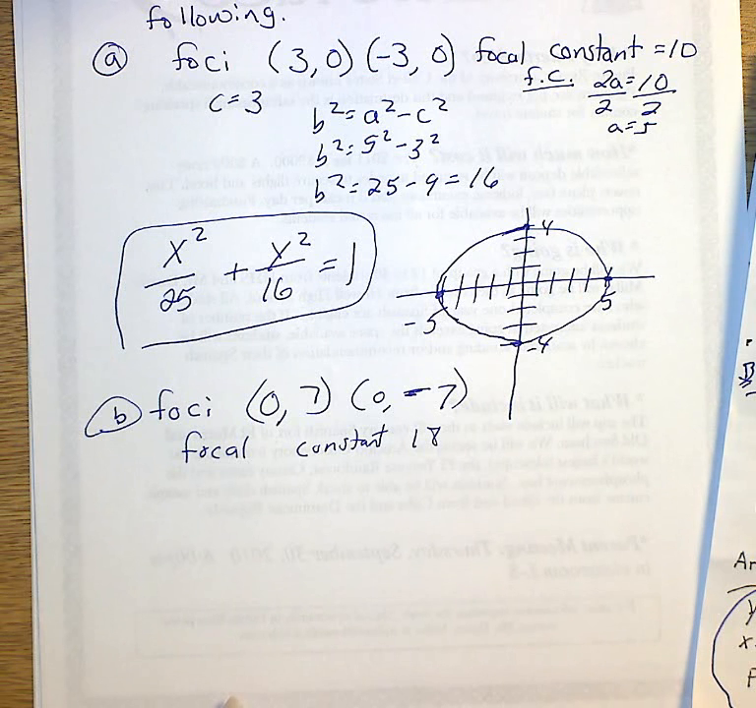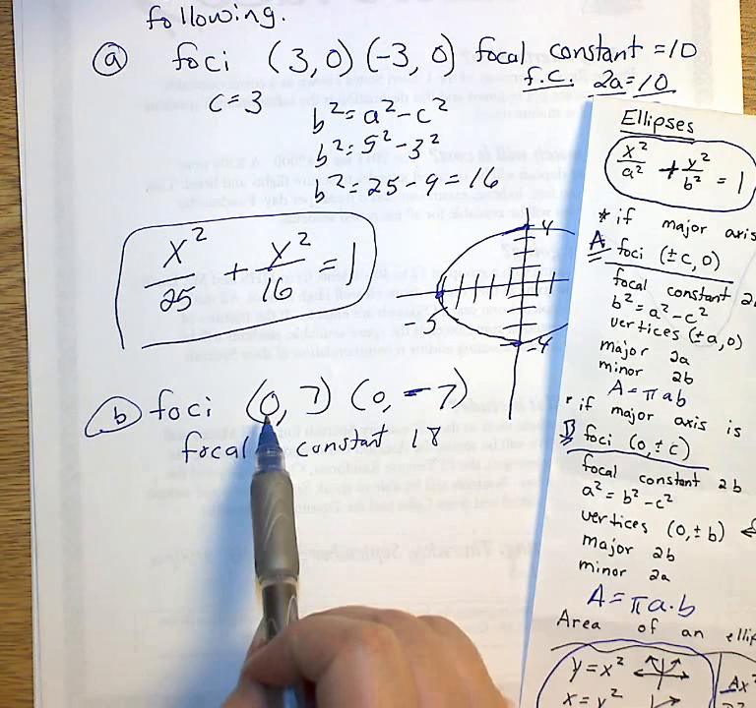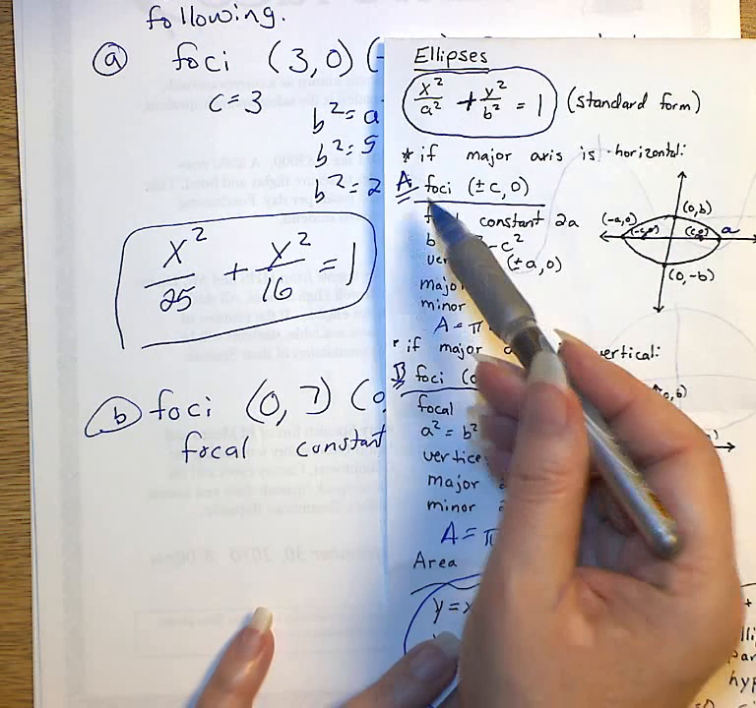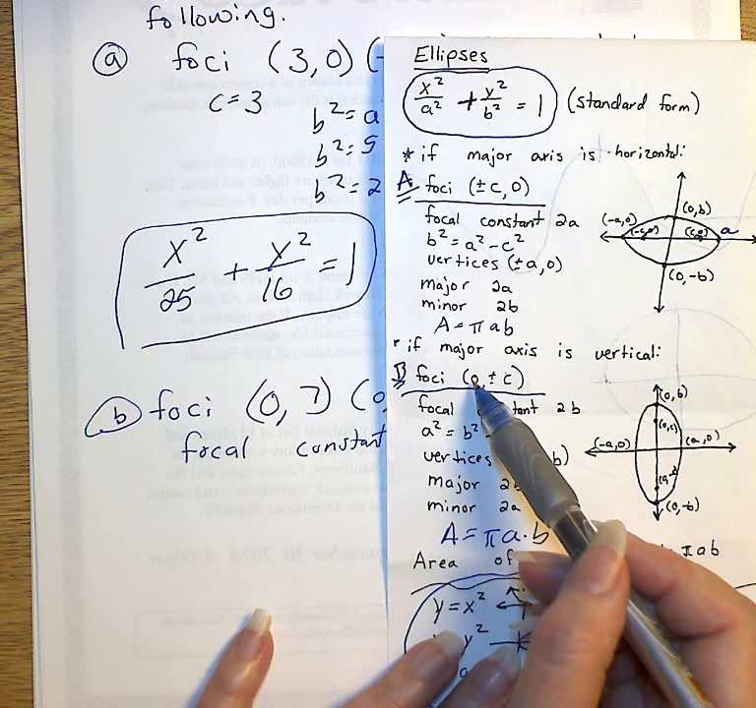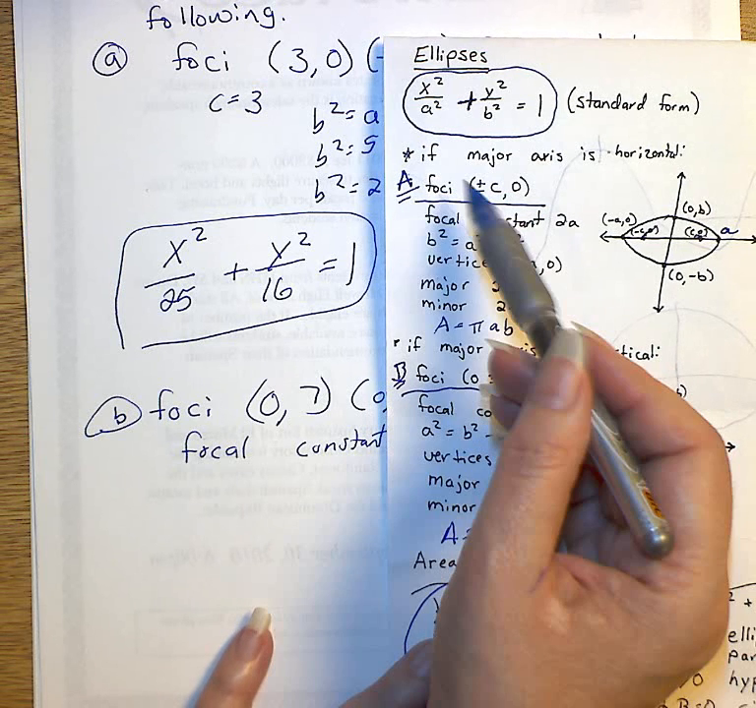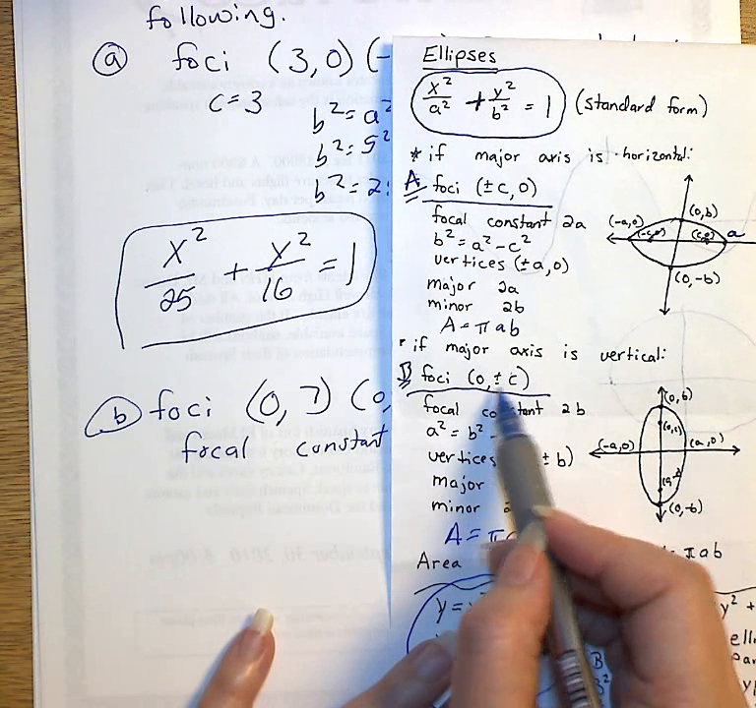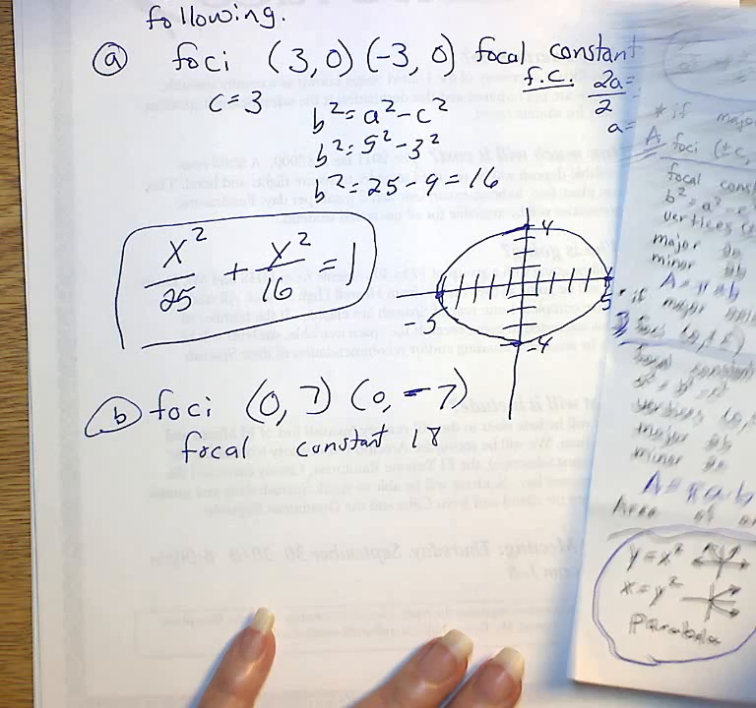All right, Nick, what is C? First of all, do you see how it's 0, 7 and 0, -7? It's the foci. Here the foci says a number, comma, 0, and this one says the foci is 0, comma, a number. So are we talking about situation A or situation B? B. So whatever number, the positive value, that's C. So C would be 7.